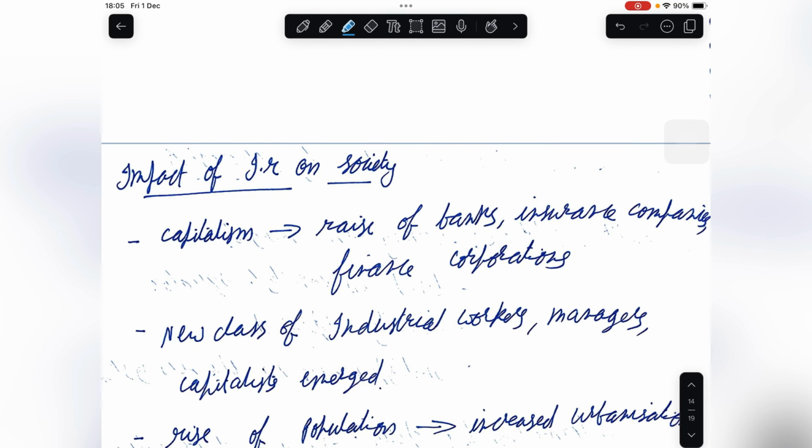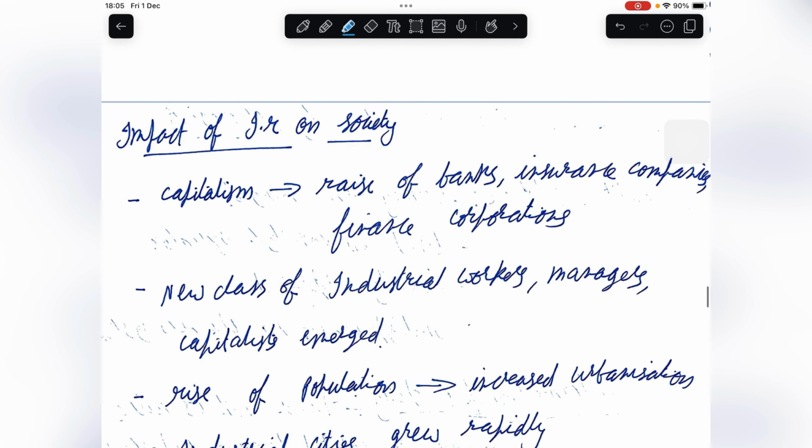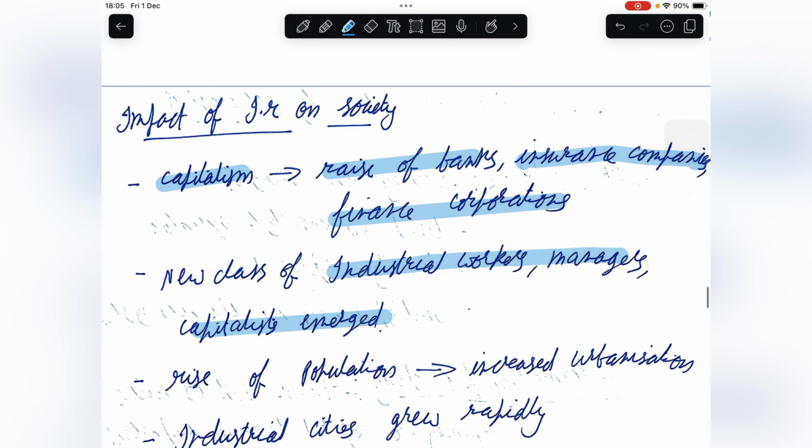So, the impact of the Industrial Revolution on society. Capitalism. As we already talked, we need banks. Banks had already risen, but the important thing is that insurance companies rose at this time and finance corporations also rose. A new class of industrial workers, managers, and capitalists emerged. So there are two new classes now. One is the capitalist class and another is industrial workers.